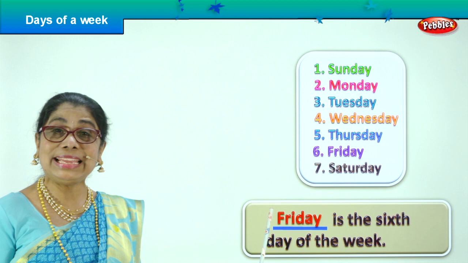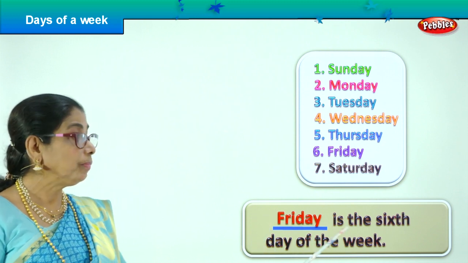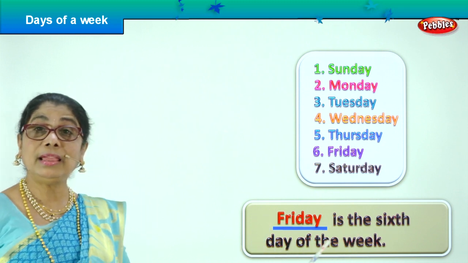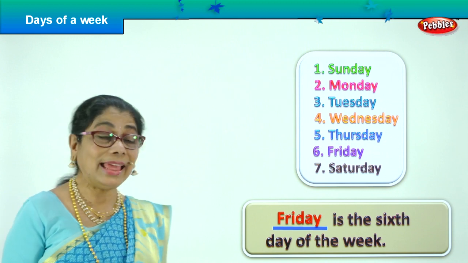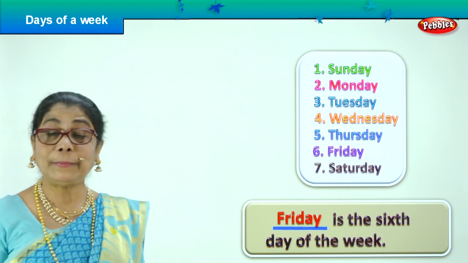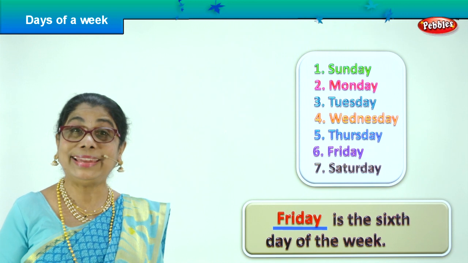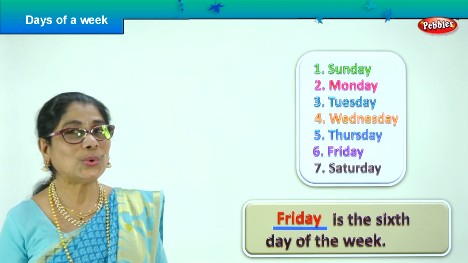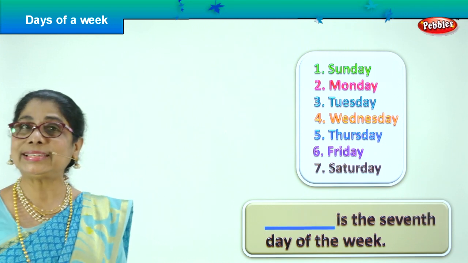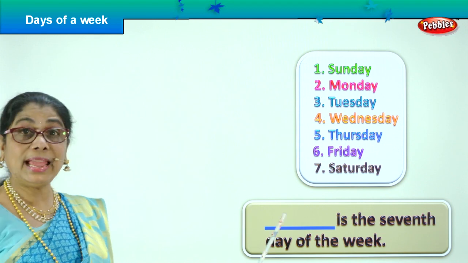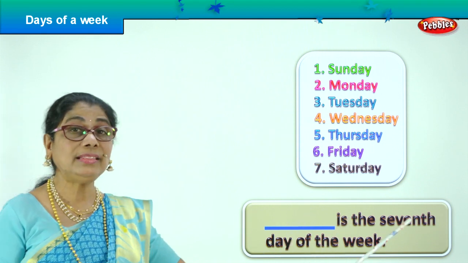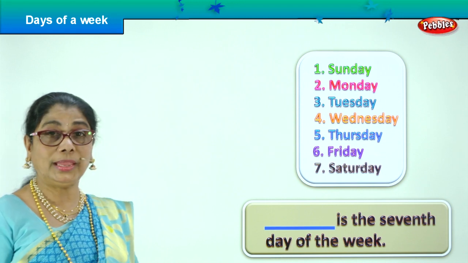Friday. Friday is the sixth day of the week. And we write the first letter F capital because that's the name of the day of the week. Let's go on to our next question. Dash is the seventh day of the week.